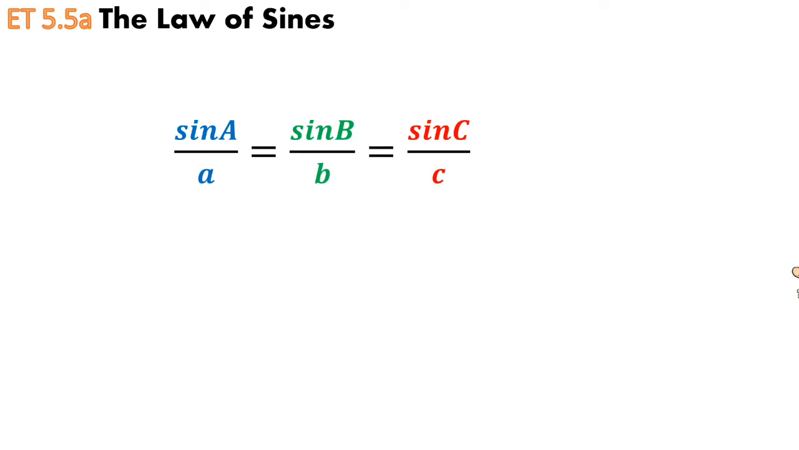Chapter 5, Section 5 is about using the law of sines. The equation for the law of sines is based on angles and their corresponding sides. Capital letters are often used for angle measures or Greek symbols. Lowercase letters are often used for side lengths.